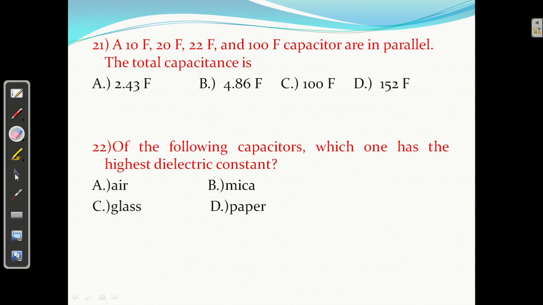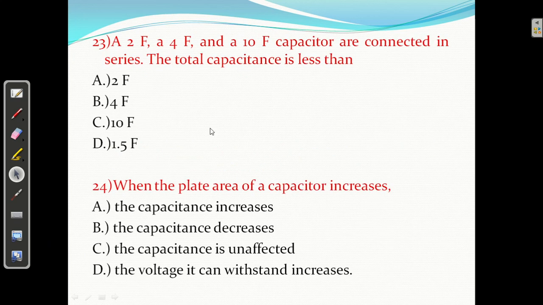Next. 23. Series, the total capacitance is less than. Yes, if they are in series, what will happen? The total capacitance should be less than what? Less than 2, right? Why? It is in series, so it should be less than the minimum value. What is the minimum value? 10, 4 or 2? 2. So it should be less than 2, right? That is the answer. 2 farad.